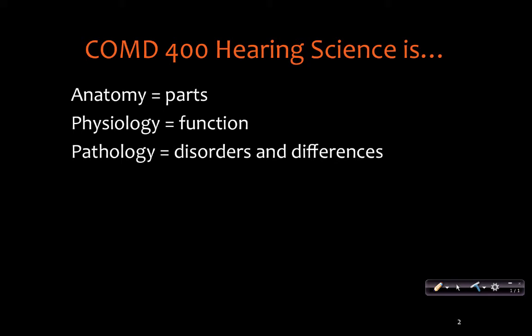COMD 400 Hearing Science has as its course description the coverage of anatomy, parts, physiology, function of the auditory system, and as well covers disorders of the auditory system, or we might otherwise call pathology of the auditory system.